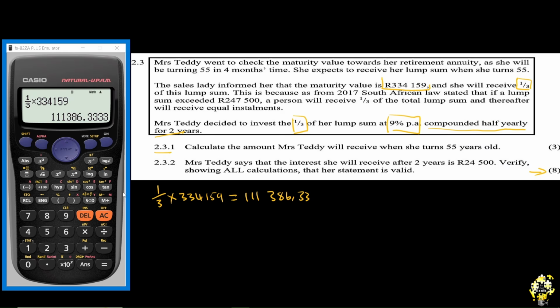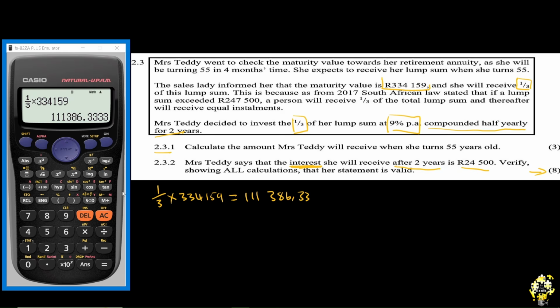Anyway, let's continue. So, 2.3.2. Mrs. Teddy says that the interest, not the total, no, interest she will receive after 2 years, is 24,500. Verify showing all calculations. Okay, so she's saying that for having invested this third, or this 1/3 of her lump sum, at 9% compounded half yearly for 2 years, she's going to receive interest that is worth 24,500. We are supposed to prove it. We are the mathematicians. That's why they are calling us to say, come and prove if this is correct.